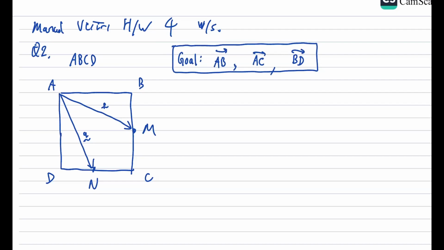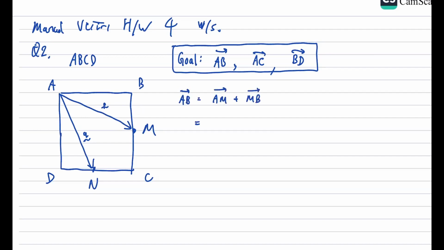Okay, moving on. Let's see what we can do now. We want to find out, let's say, vector AB first. In this case, what do you notice about vector AB? It's really just vector A to M, then from M to B. In other words, vector AB is just AM plus MB.